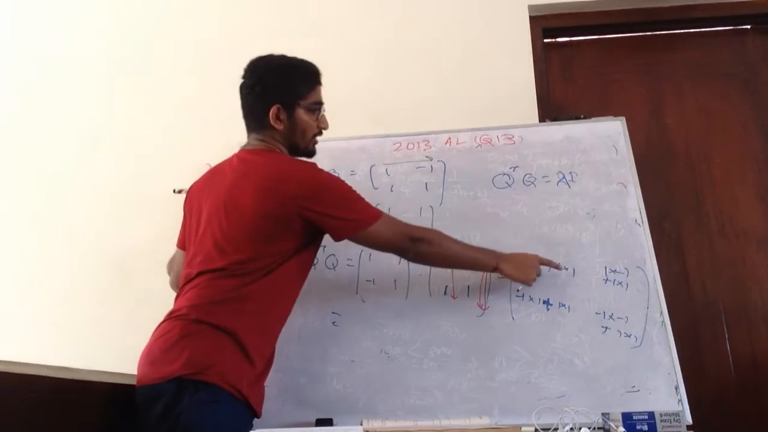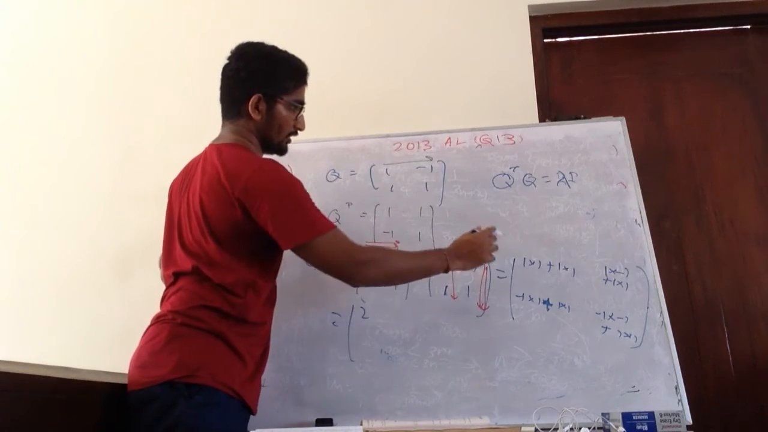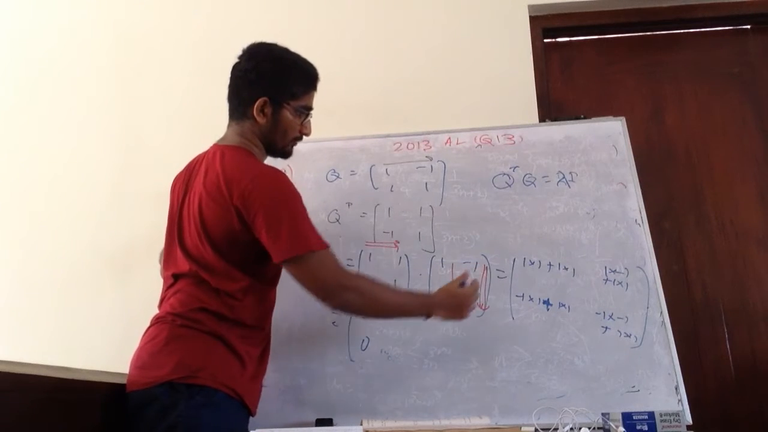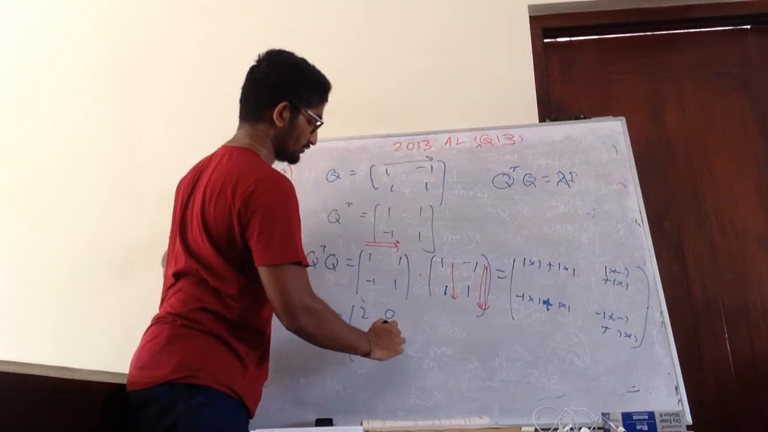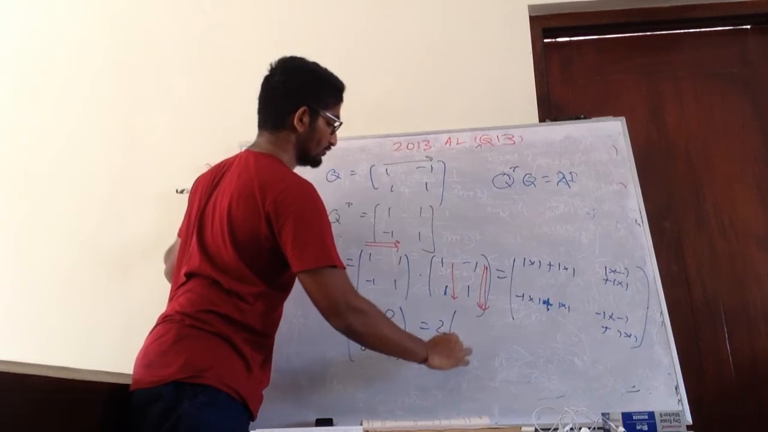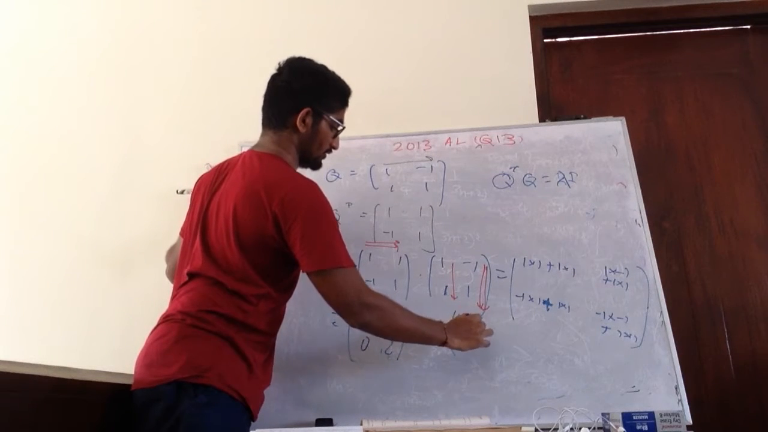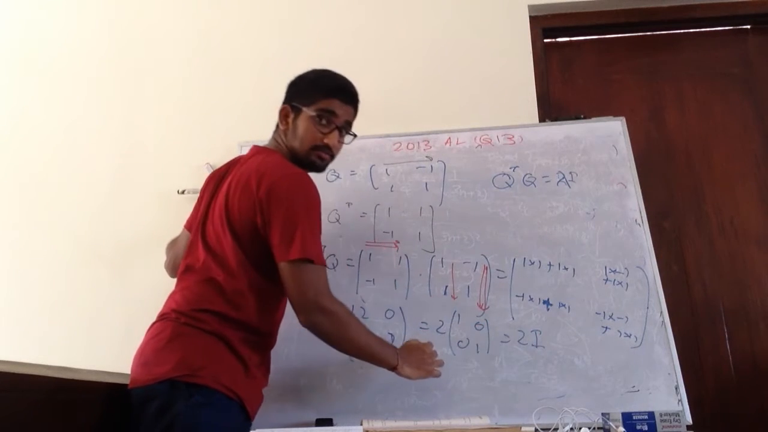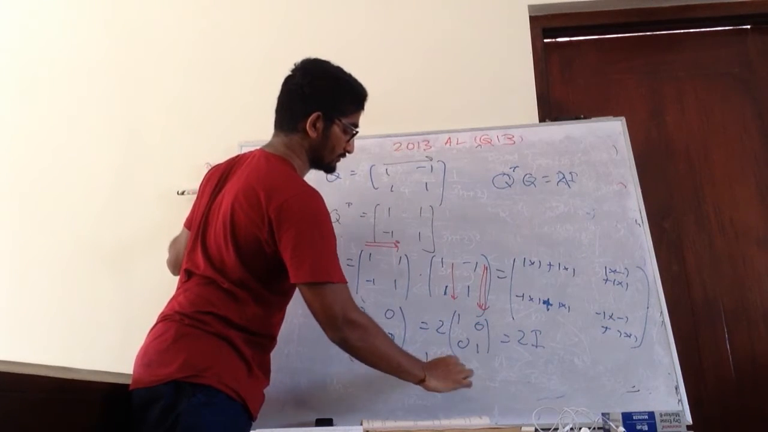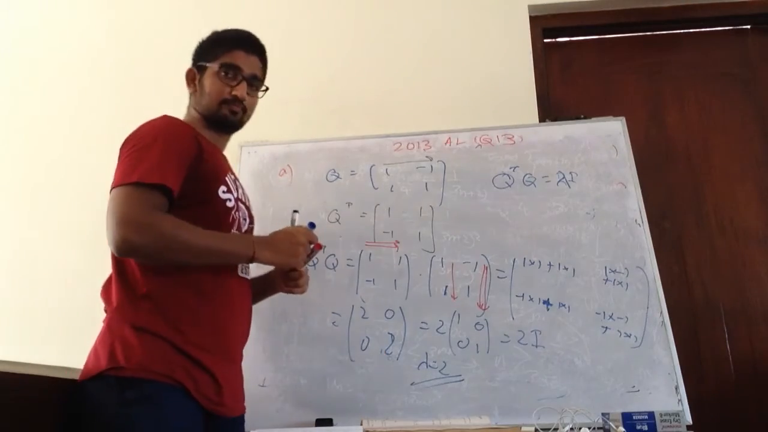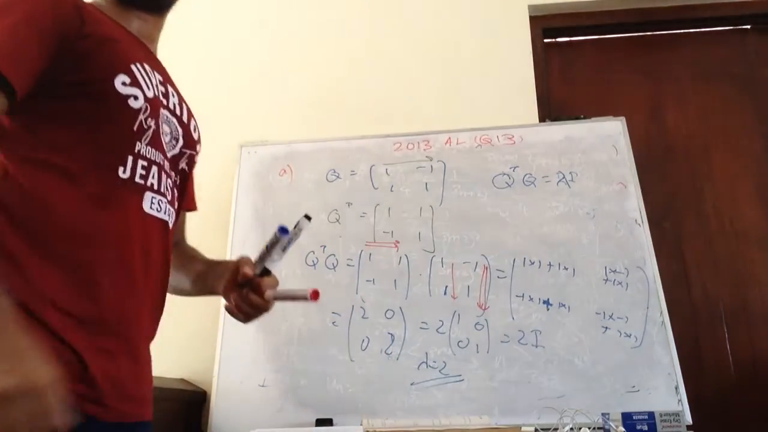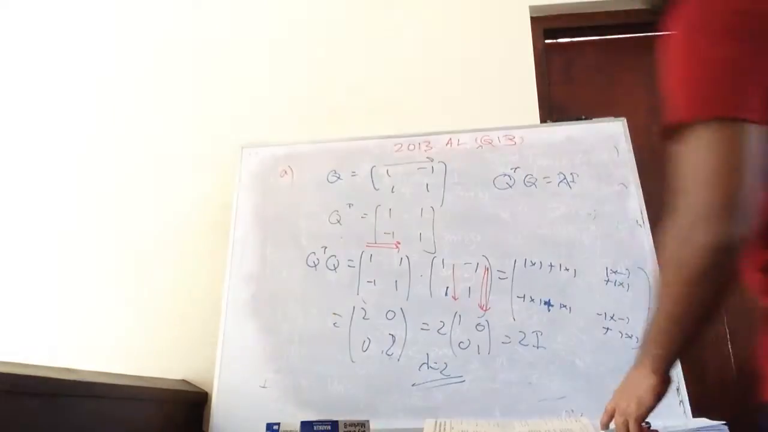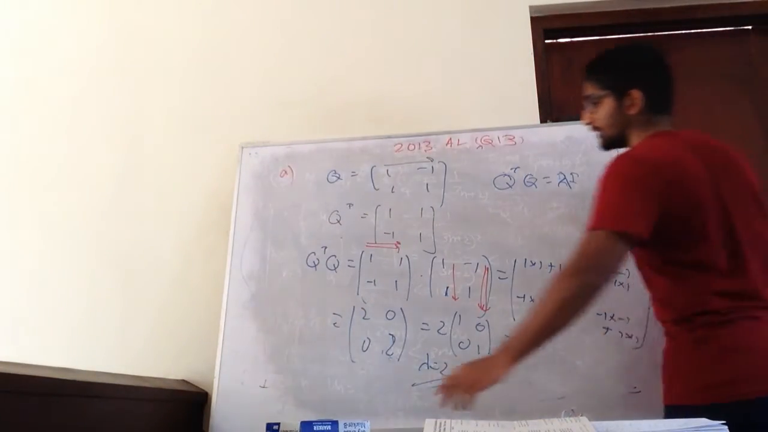Right, so here 1 plus 1 is 2. -1 plus 1 is 0. 0. -1 into -1 is 1, 1 plus 1 is 2. It's basically 2, 0, 0, 2. That means 2I. That means lambda is 2. Right? So now let's go to the next part.